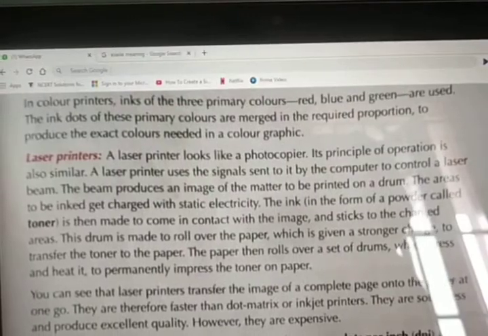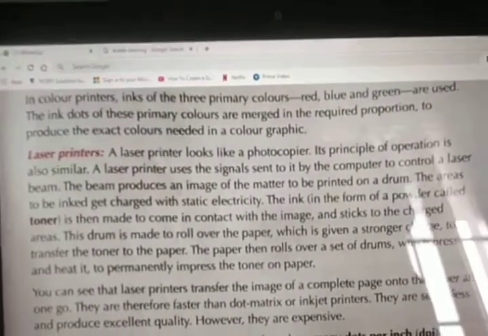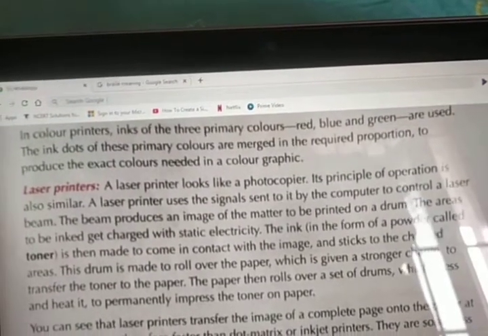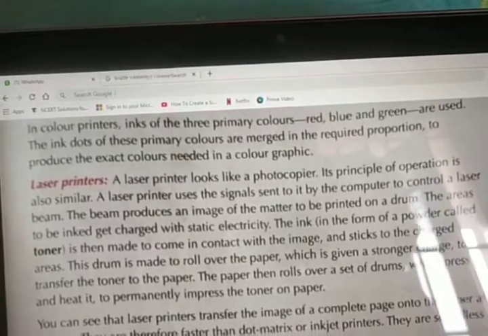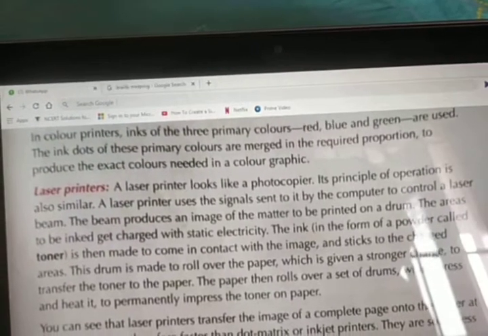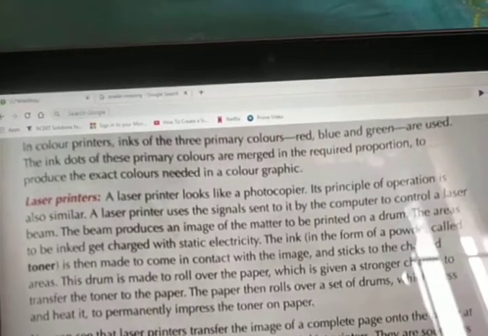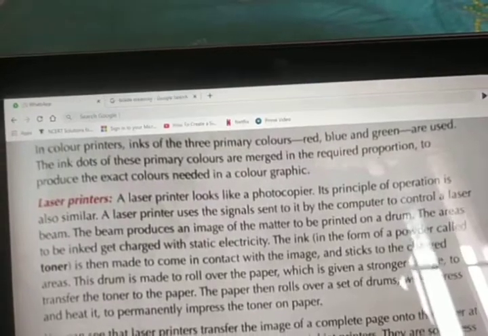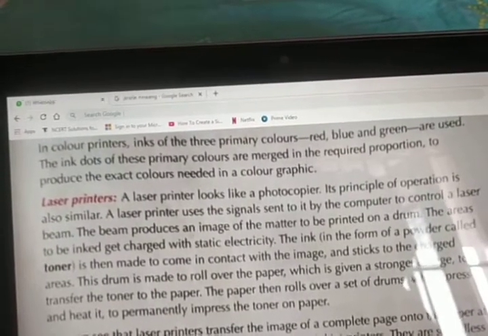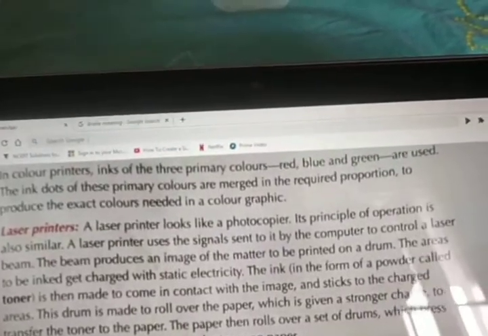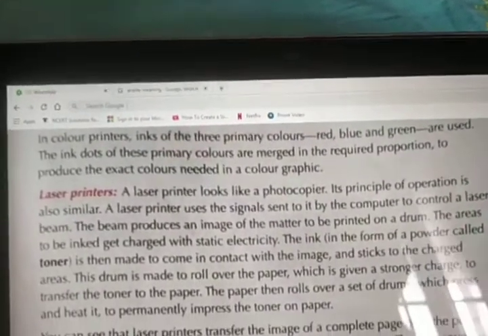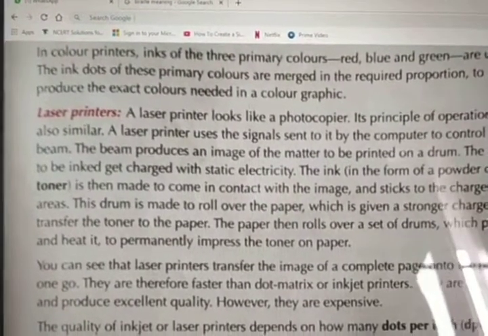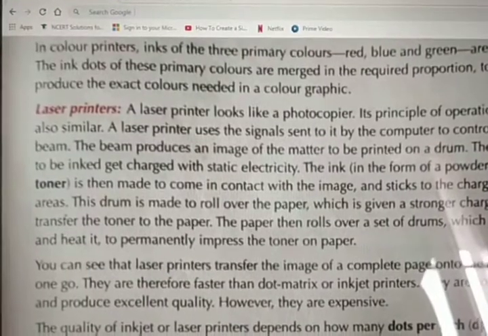A laser printer looks like a photocopier. A laser printer uses signals to control a laser beam. Inside the laser printer, you have something called a laser beam. These signals are received from the computer. The printer uses those signals to control the laser beam.